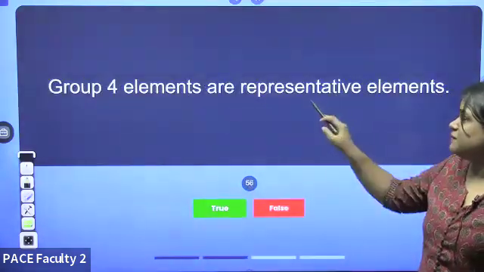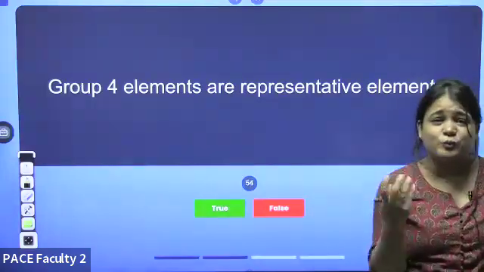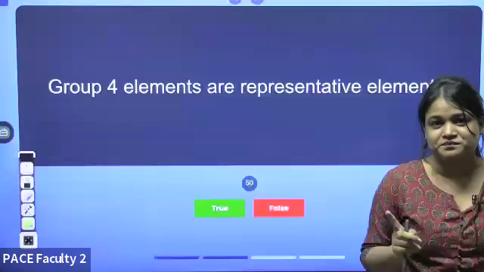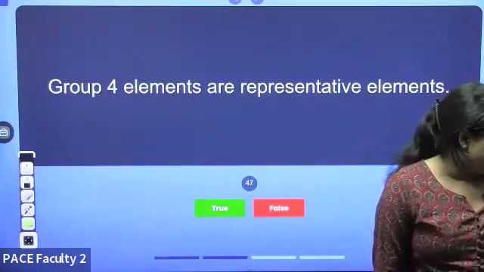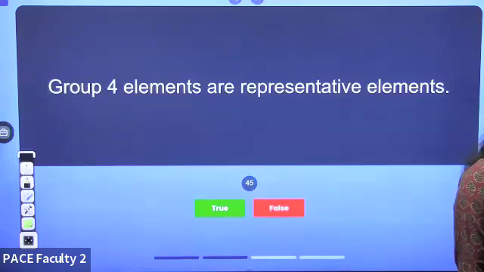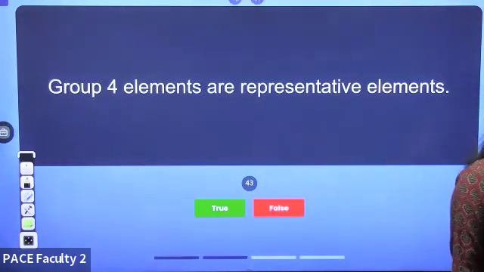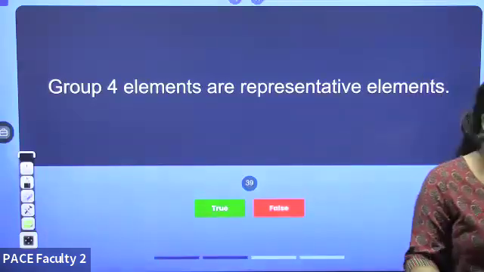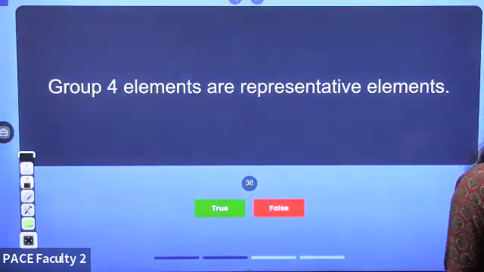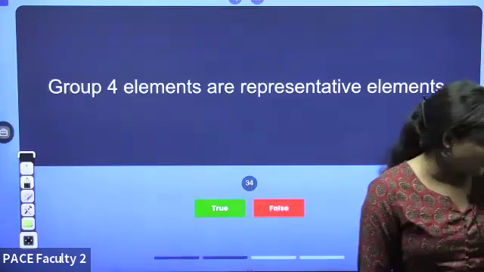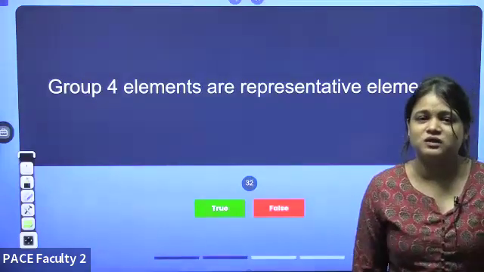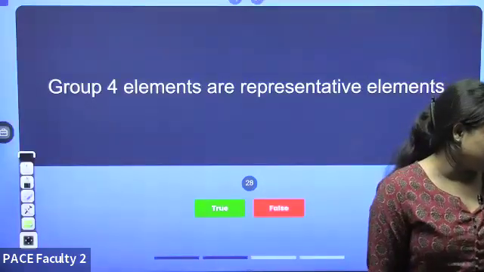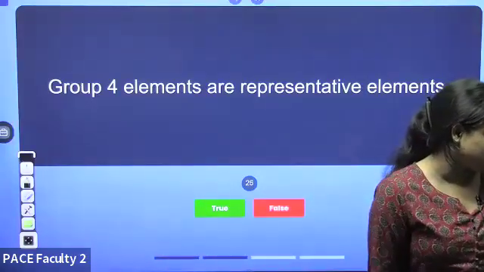Next. Group 4 elements are representative elements. Think quickly which elements are in group 4. Remember. Ambasa is saying false. Nichar is saying false. Come on, answer quickly. Okay, Dumka is saying false.